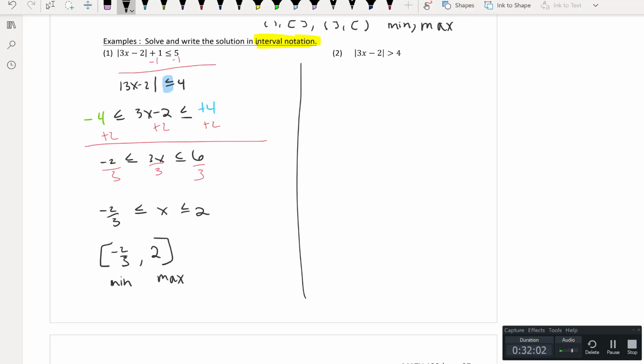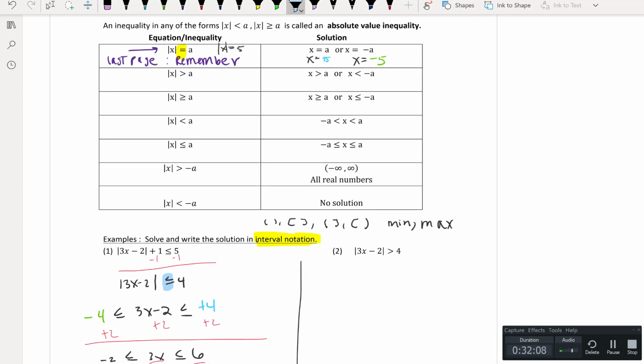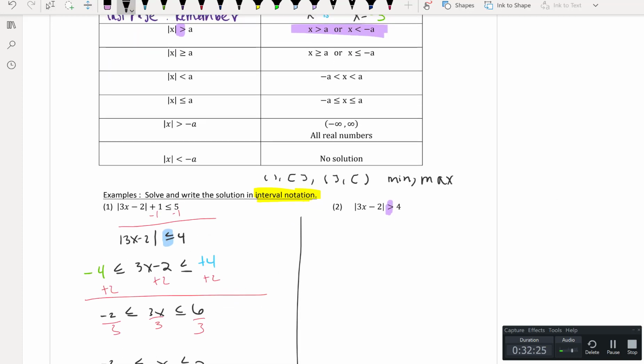Now, looking at number 2, I'm going to be looking at which way the inequality is facing. So here, the absolute value is already isolated. Perfect. But now I have this greater than. So this is going to be the formula that I follow. I'm going to write everything inside the absolute value as 3x minus 2, and it's going to be greater than that value of 4. And then it says or. So I'm going to go ahead and write the word or.